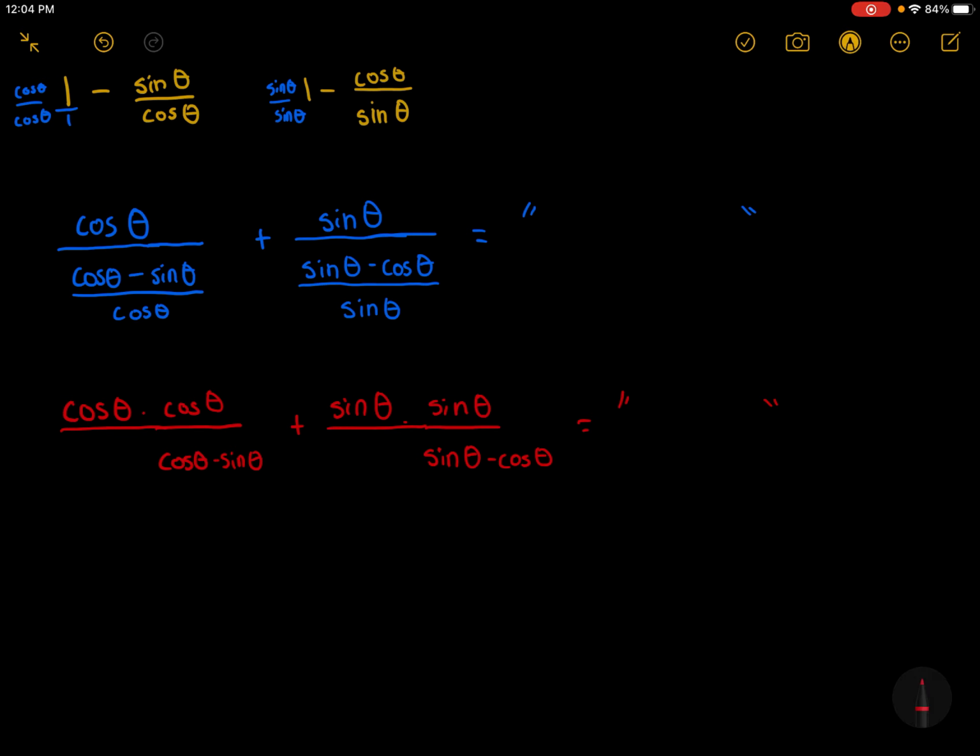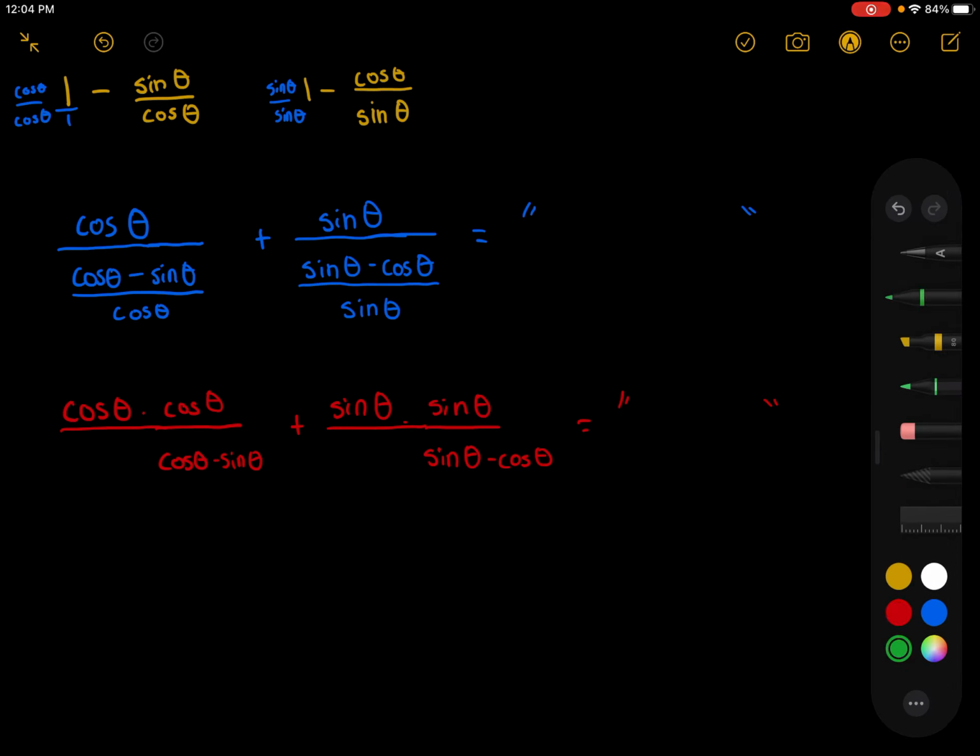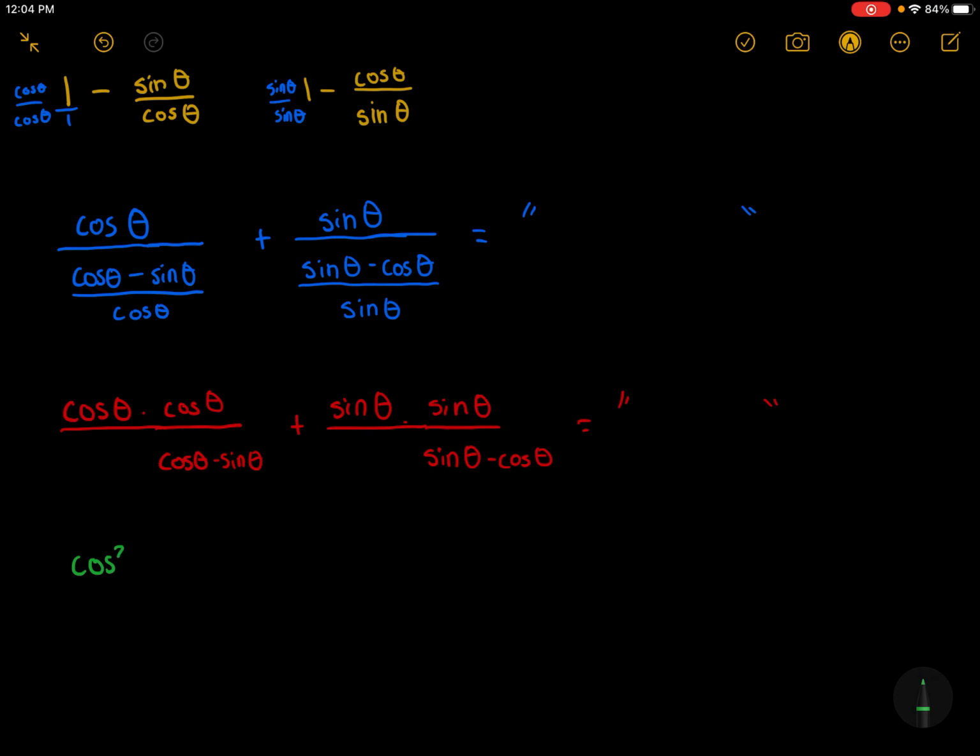And let's change colors again. We haven't used green. So we're just going to get cosine squared theta divided by cosine theta minus sine theta plus sine squared theta divided by sine theta minus cosine theta. Now, some of this requires some tricks on our part.